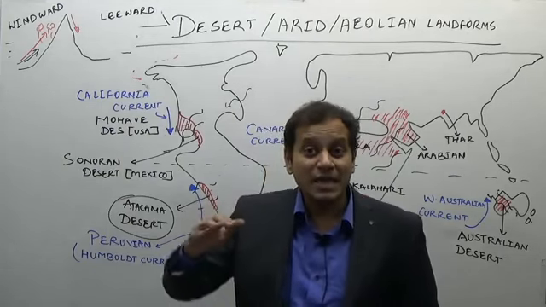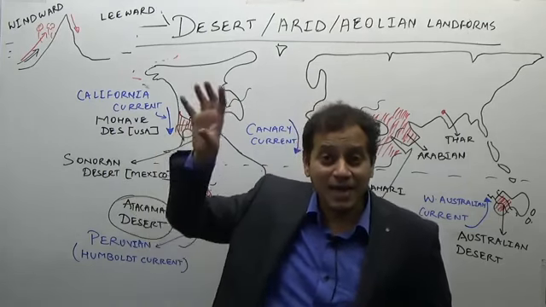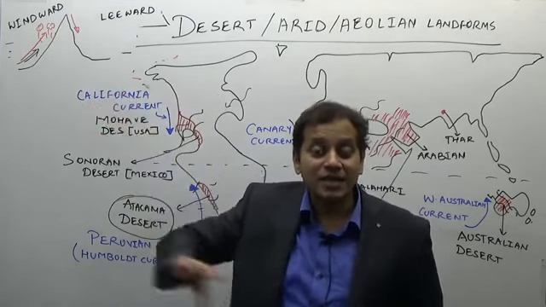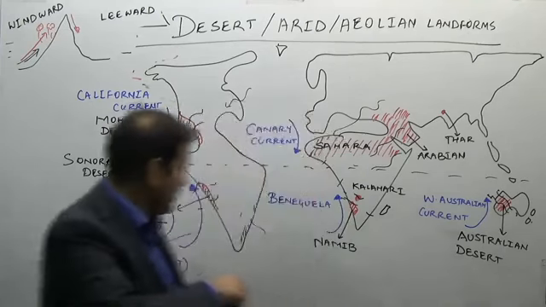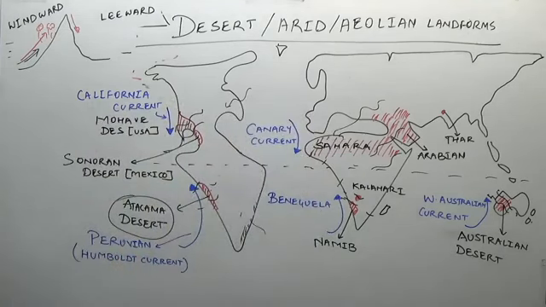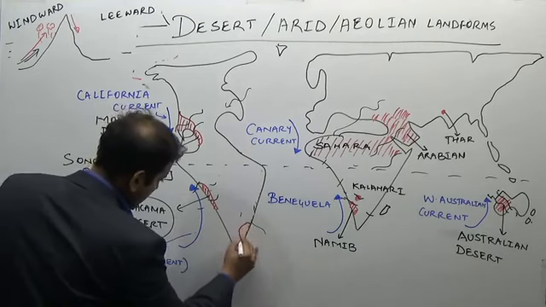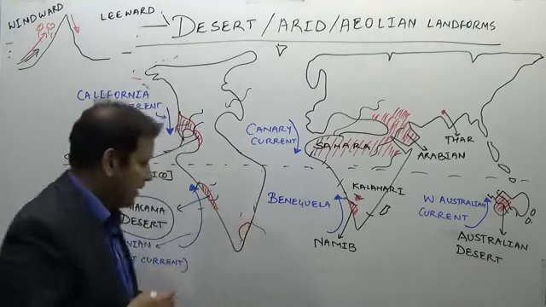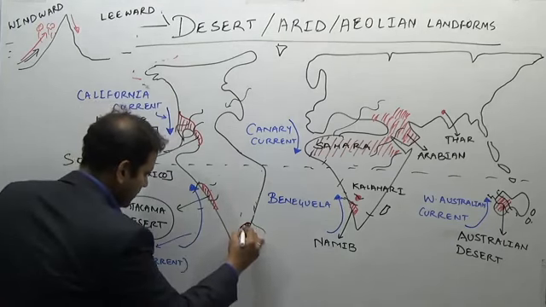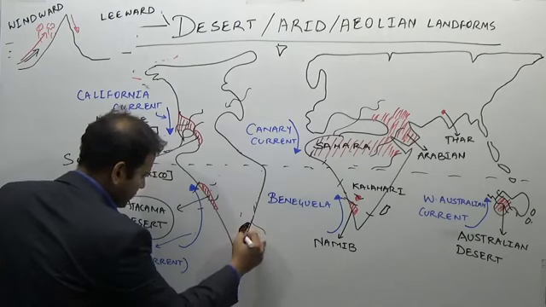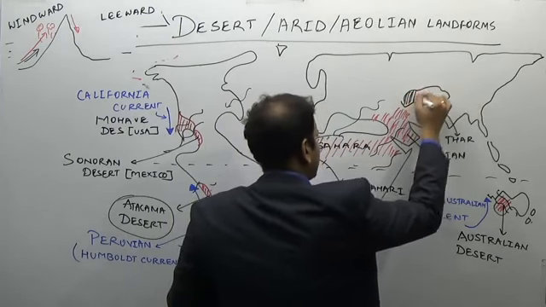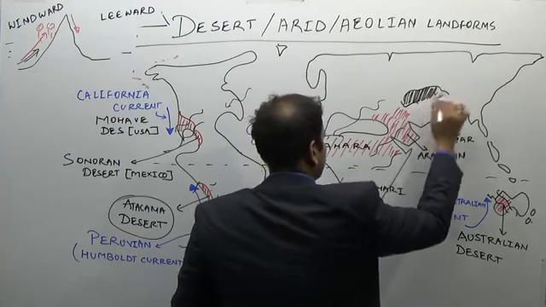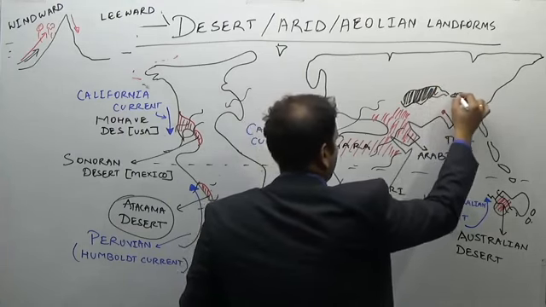Similarly, there are many, many deserts. There are some of the deserts which lie so much in the interior of the continents that by the time winds reach there, there is no moisture for the winds to give rainfall. One of these deserts, I will mark this in red color, these deserts are Patagonia Desert. Already marked in red, I will mark in black color. These deserts are the Patagonia Desert, Turkestan Desert, and Gobi Desert.